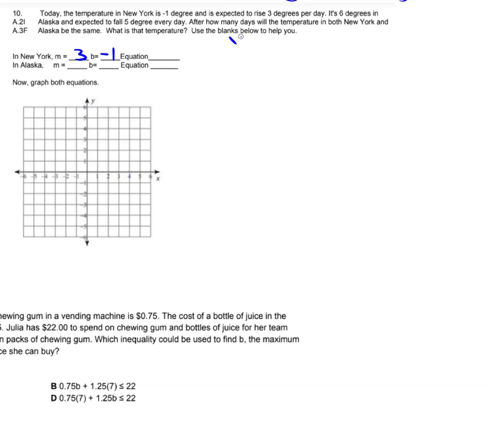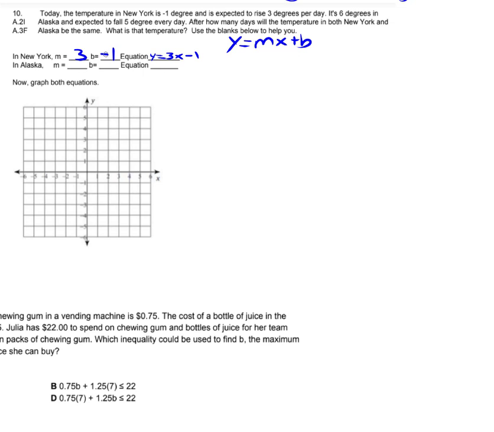Therefore, if I have my equation in y is equal to mx plus b, I have my y-intercept and my slope, my b and my m. So I'm just going to make it y is equal to 3x minus 1. Hopefully you understood how I did that. Once again, negative 1 was our starting point, and 3 was the rise each day.